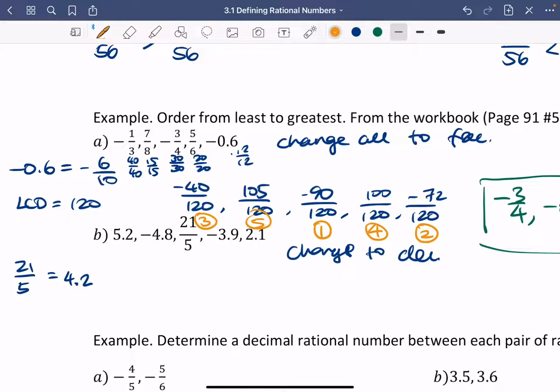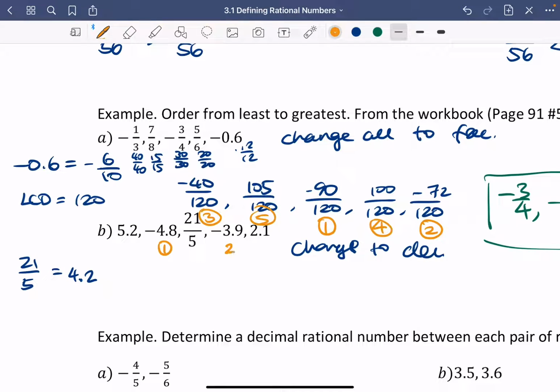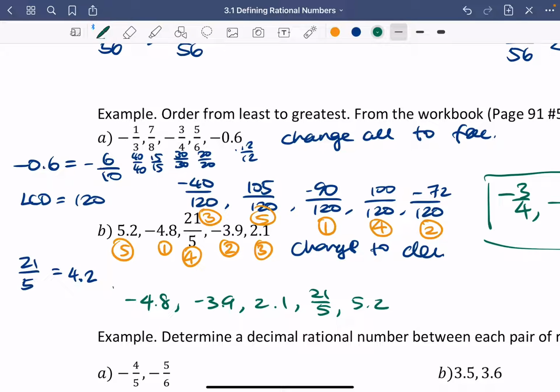So then we'll order from the least to greatest. Negative 4.8 is the smallest, and then the next one will be negative 3.9. The next one, 2.1, and then 4.2. This is 4.2, and the last one will be 5.2. That's the largest number. So you're going to write them down. Negative 4.8. Next one is negative 3.9, 2.1, 21 over 5, 5.2. Okay, so that's your answers.